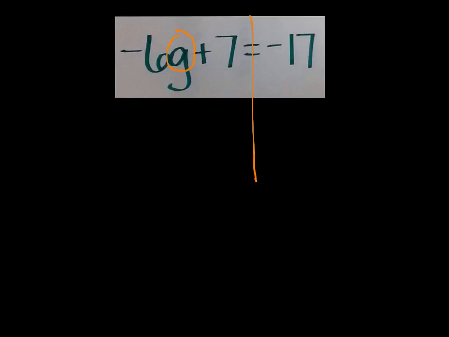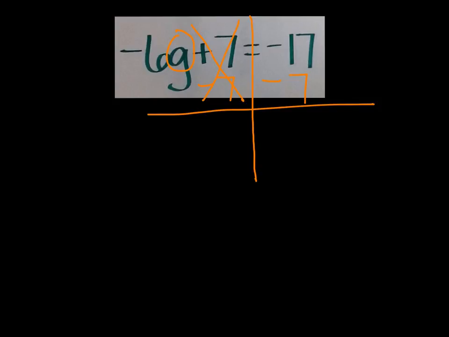Well, 6 has a much more significant impact on that variable than the adding 7. So let's undo the adding 7. To undo that, I am going to subtract 7 on both sides. And remember, when I add 7 or subtract 7, that cancels out. They're opposite, they're inverse operations.